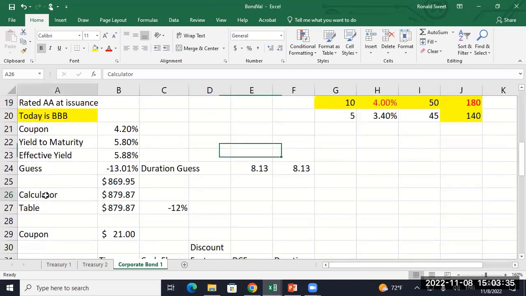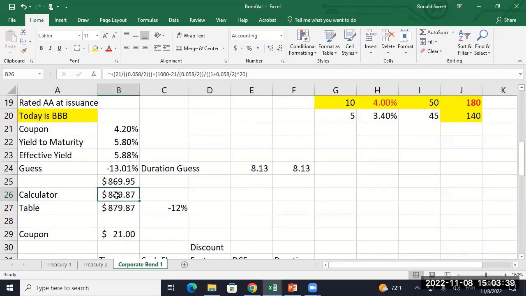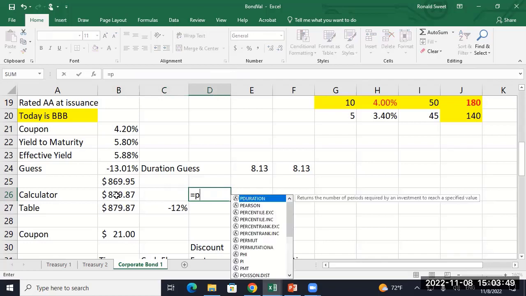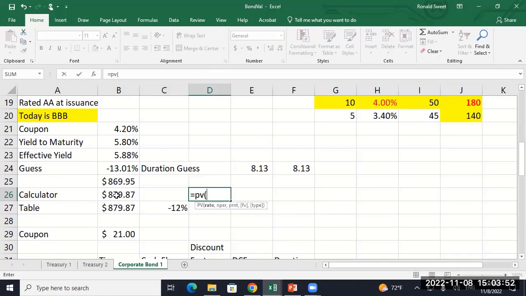Right. Can y'all do these on your calculators? Have y'all tried? Plug them into your calculator. I wish we had Excel on the exam because we could do a whole lot more with Excel. It'd be a lot more fun. Let's try it. So equal PV. I don't use Excel functions like this. What's my rate? 5.8 divided by 2.